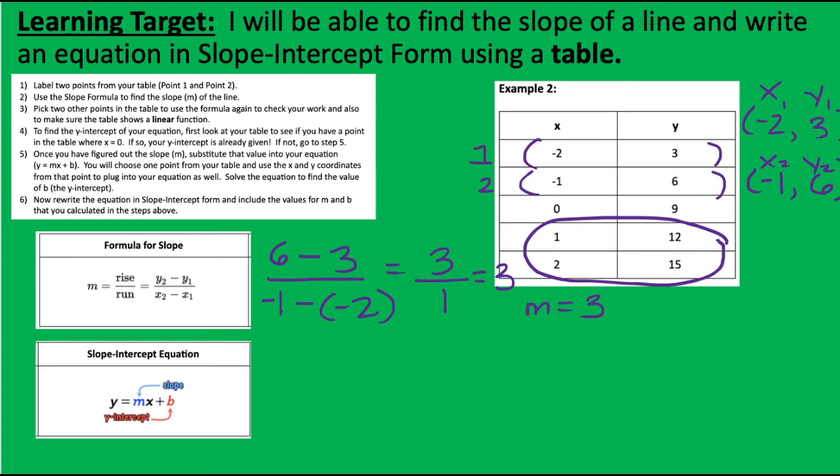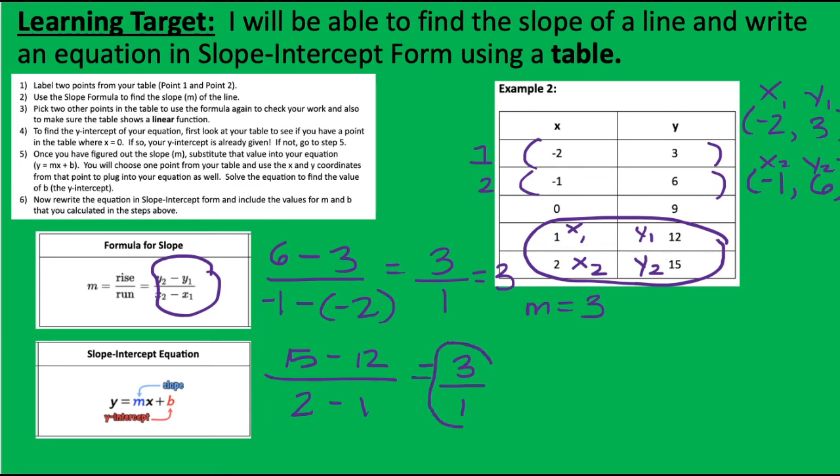1, 12 will be point 1, so this is going to be x1, this is going to be y1, and then 2, 15 will be my point 2, so the 2 is x sub 2, and the 15 is going to be y sub 2. So I'm going to use that same formula once again to check my slope. So it's going to be 15 minus 12 for the numerator, and 2 minus 1 for the denominator. 15 minus 12 is 3, and 2 minus 1 is 1. So once again, I got that the slope is equal to 3.